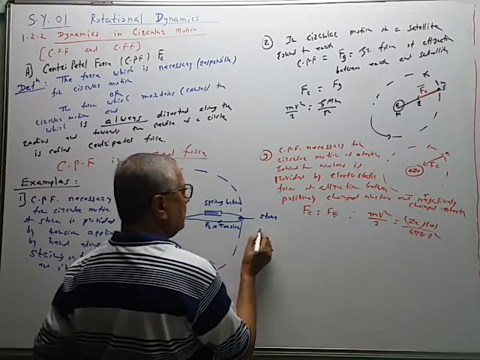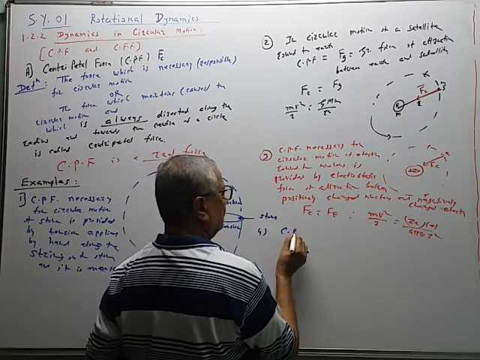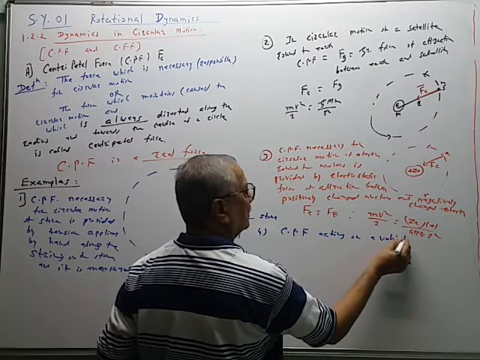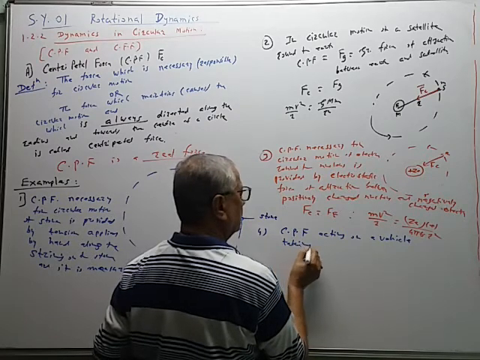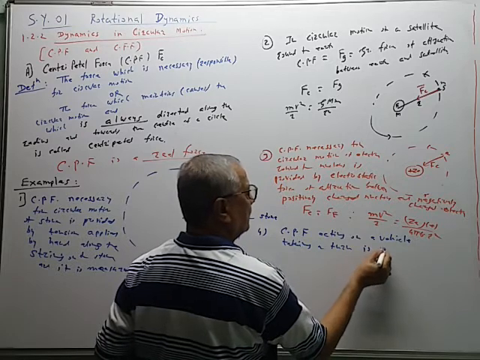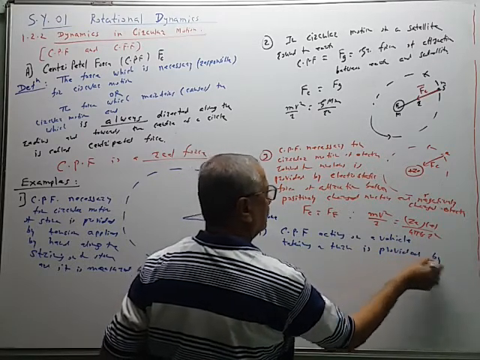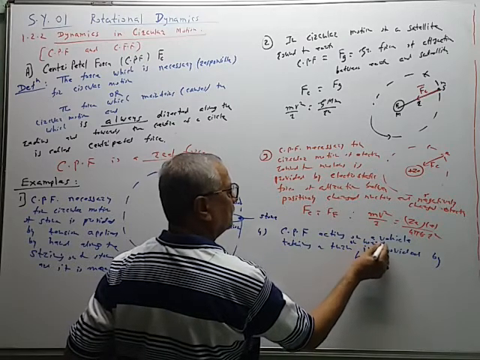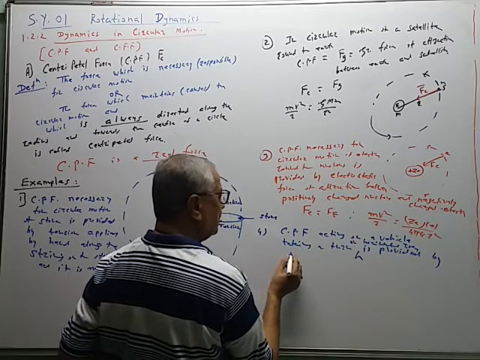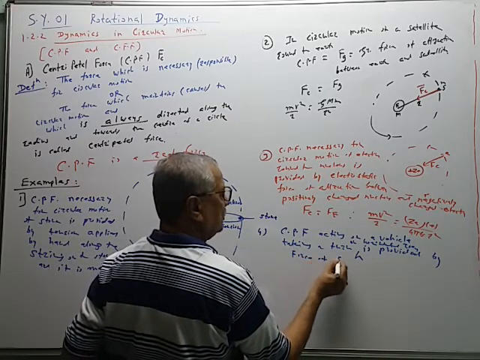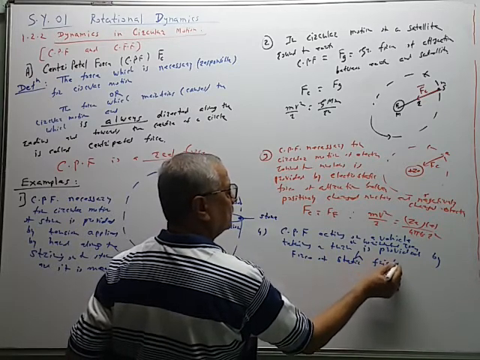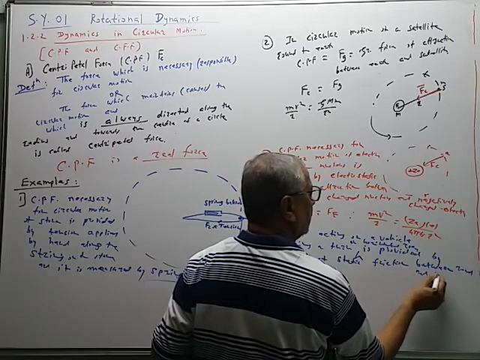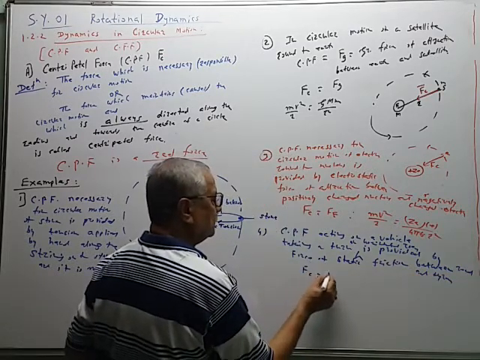One more example we will require. The centripetal force acting on a vehicle taking a turn on a horizontal road is provided by the force of static friction between road and tires. So Fc is equal to Fs.